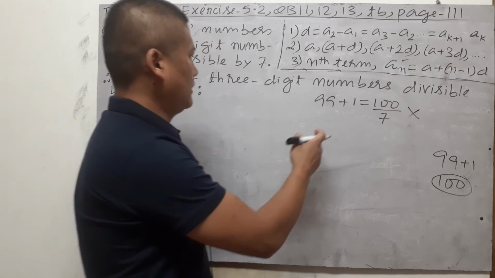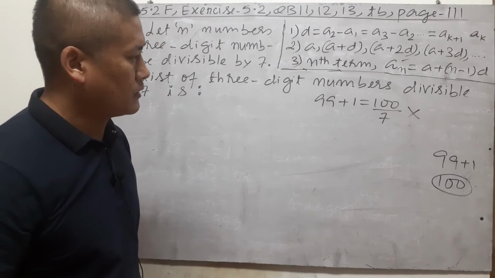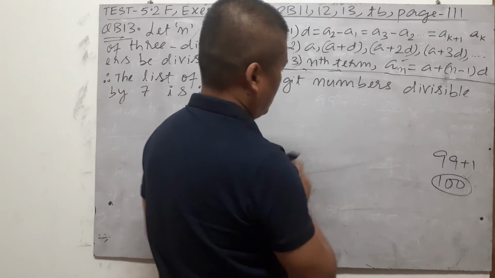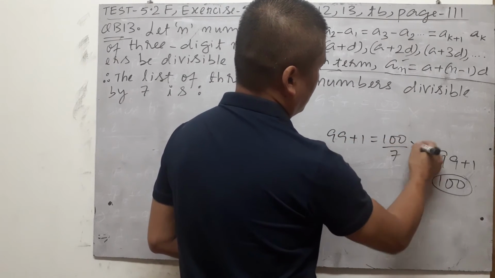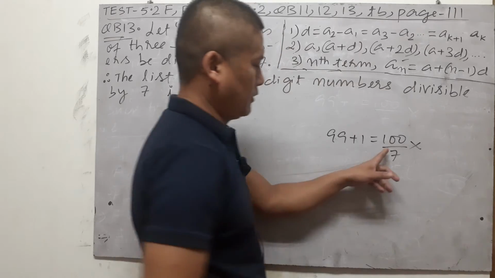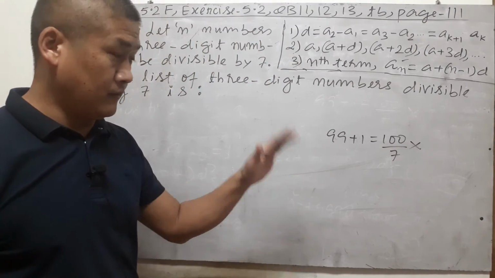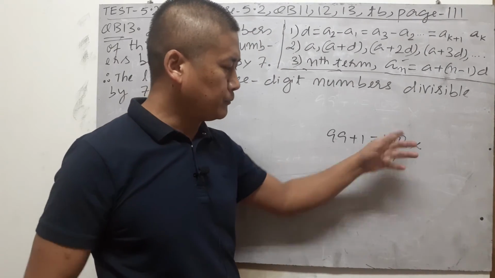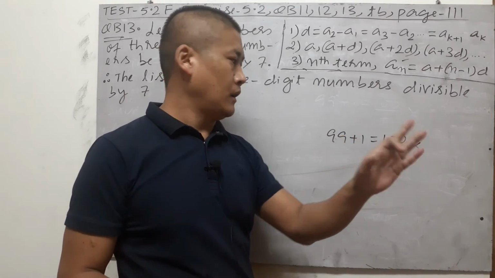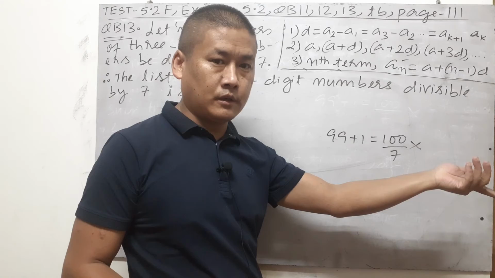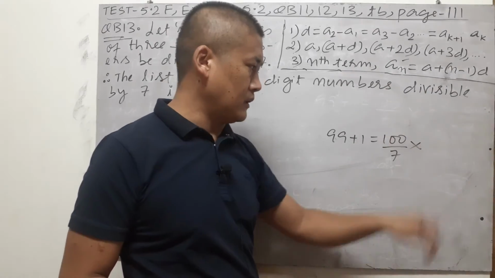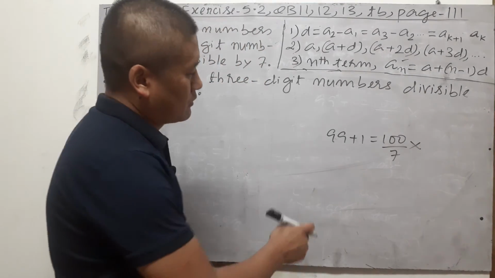The first term, 99 plus 1 equal to 100, divided by 7. This smallest 3-digit number 100 is not divisible by 7, as you can see. 7 ones are 7, 10, remainder 3, and 30. There is no multiple of 7 which is 30. 7 fours are 28, then 7 fives. So it doesn't divide. So this is not the one. So go to the next one.